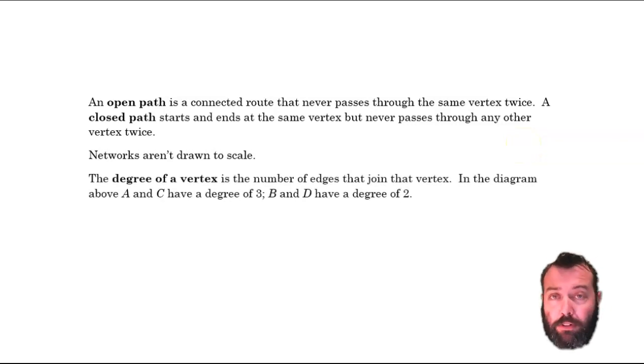The degree of a vertex. I'm going to ask you questions about this in tests and things. I'll say, what is the degree of this vertex? To find the degree, you count the number of edges that come out of that vertex. So it says here in the diagram above, A and C have a degree of 3.